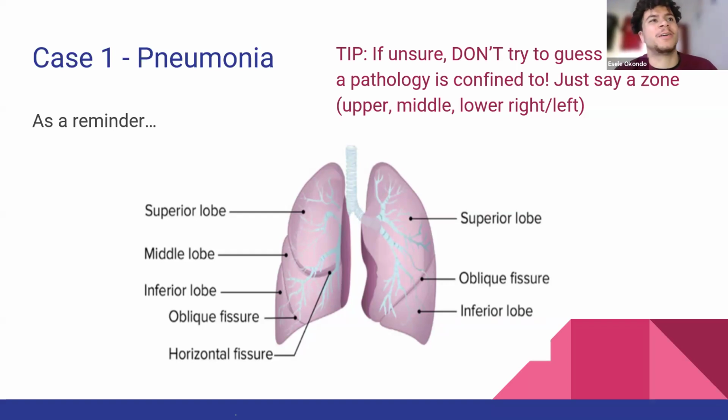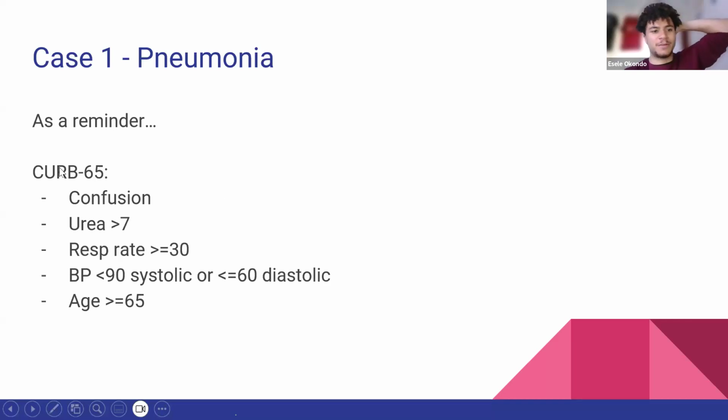Yeah, all very good answers, all coming in at exactly the same time. So confusion, urea, respiratory rate, blood pressure, new onset confusion, and age above 65 years old. Very good. So here they all are: CURB-65. I think all things in medicine should be named like this, to be honest. So you can just go through the mnemonic and have the answer.